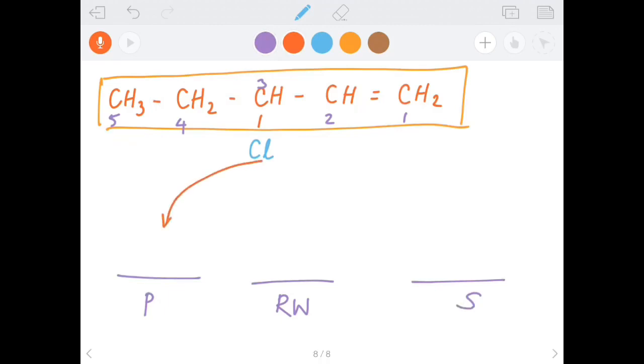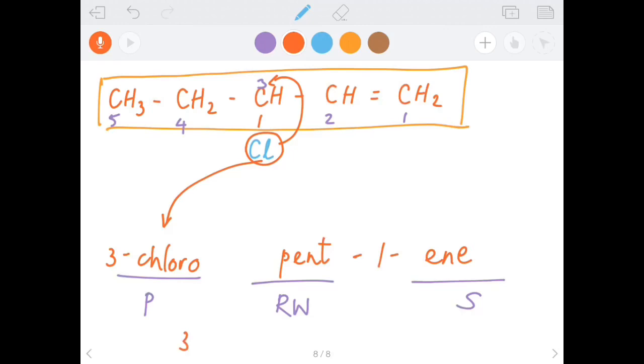Since chloro is a substituent and present in the third position, the prefix is going to be 3-chloro. Since there are 5 carbon atoms in the chain, it's going to be pent. And finally, my double bond is in the first position, which is my suffix. So my final answer is going to be 3-chloro-pent-1-ene. And since you can ignore the 1, you could just write it as 3-chloropentene.